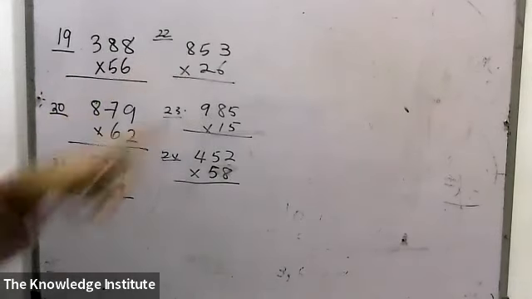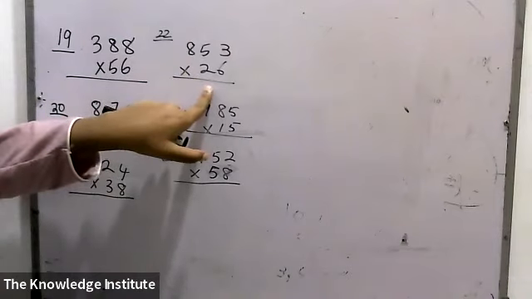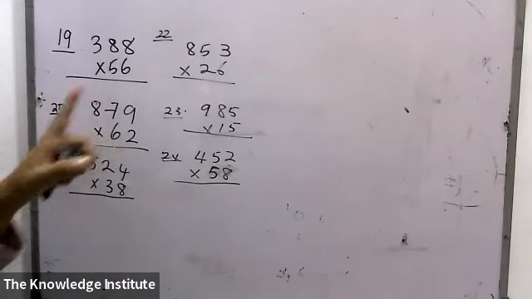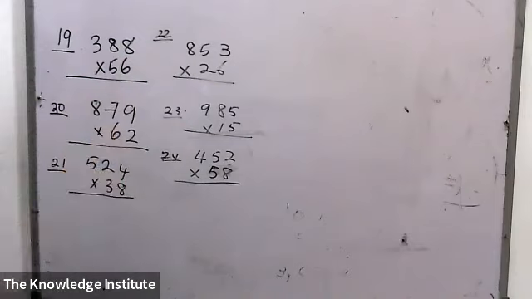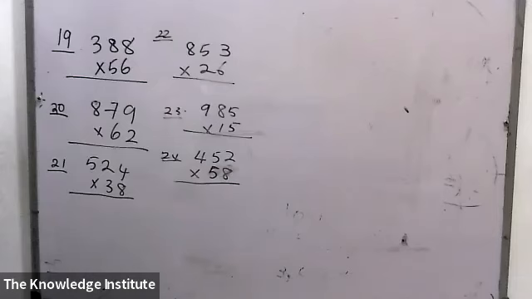And is this one the second one? No, teacher, that's the 22nd. I'm talking about the 388. That answer is correct. Fine. Next one, what did you write? For the 20th one, I wrote 54,498. Which question, darling, is this or this? 879 into 62? Yes, teacher, that's right. 54,498? Yes, teacher. Correct. Next one.